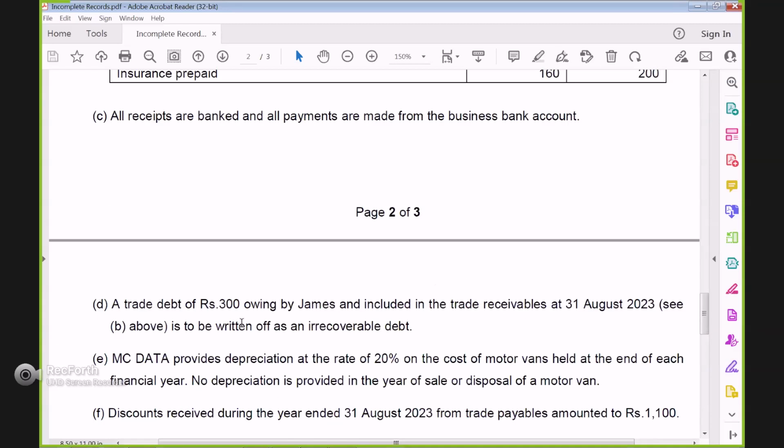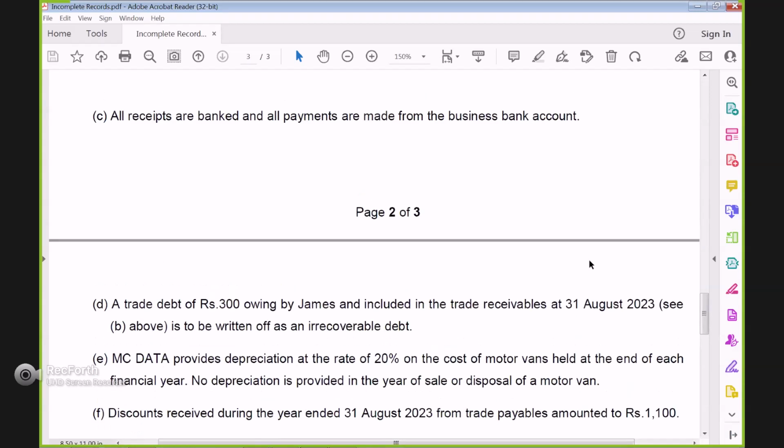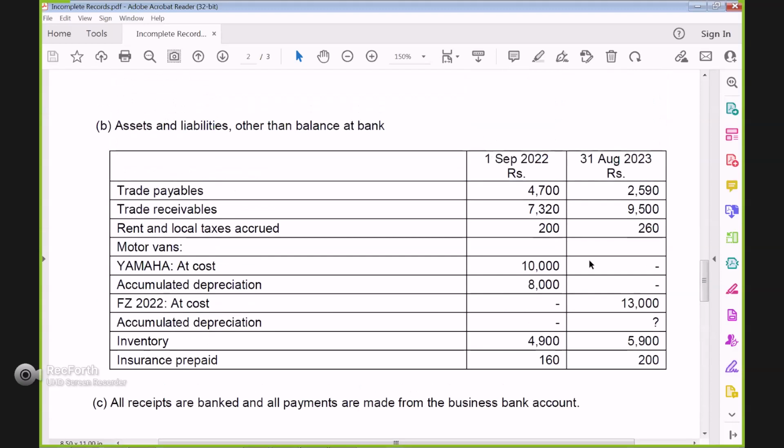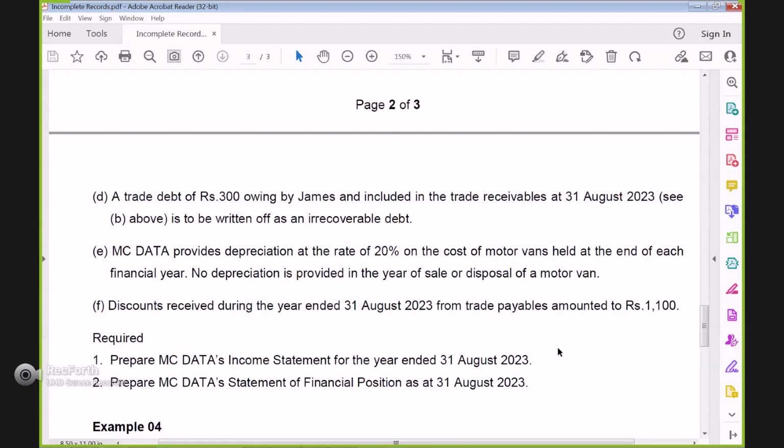The bad debt of 300 owed by James is included in the trade receivables as at 31st August 2023. Some additional information is given here. Depreciation is given. Discount received during the year is given. So you have to prepare the income statement for the year ended and also the statement of financial position.